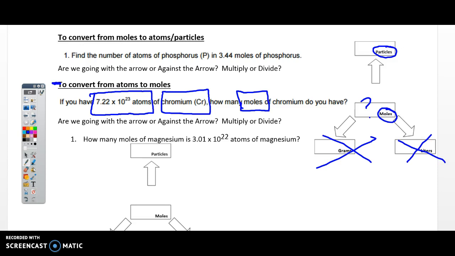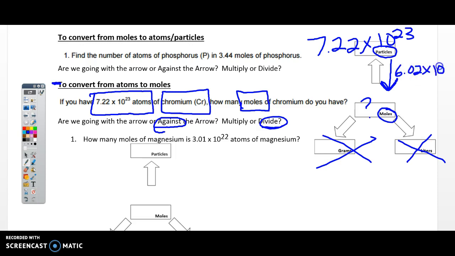If I'm going from atoms or particles to moles, notice that my arrow is going against, right? So are we going with or against? I'm going against. So what does that mean? I'm going to multiply or divide? I'm going to divide. Okay, so first of all, I should have put this number up here, 7.22 times 10 to the 23 atoms or particles. And again, what are we going to divide by? Well, we're going to divide by the mole number, which is 6.02 times 10 to the 23.